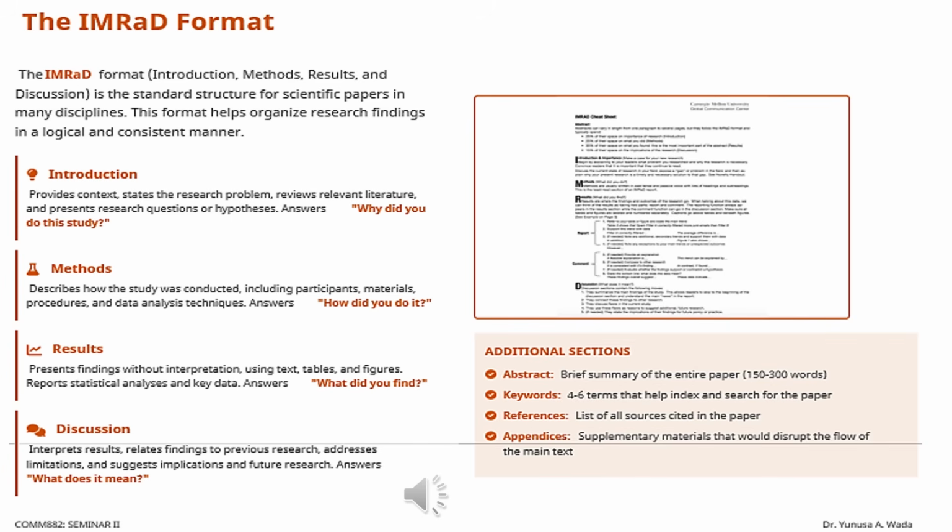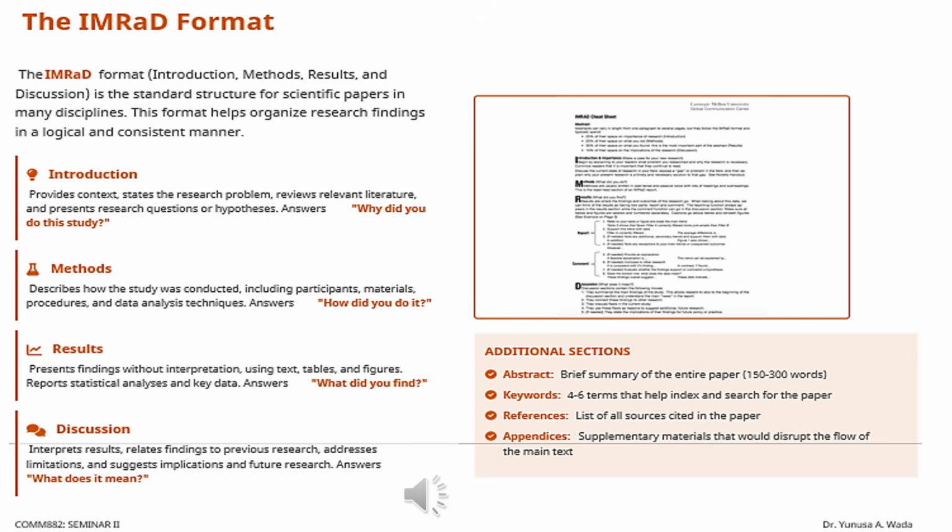the entire paper. And mostly you have a word range of between 150 to 300 words allowed depending on the journal or postgraduate guidelines for your thesis or seminar paper. Then essentially after the abstract you have keywords, maybe 4 to 6. In some instances it could be between 4 to 10 keywords or terms that help index and search for the paper. Then references, which is very important.